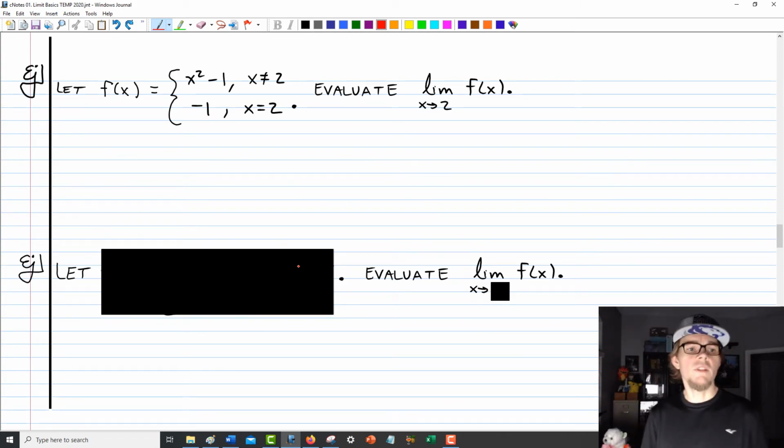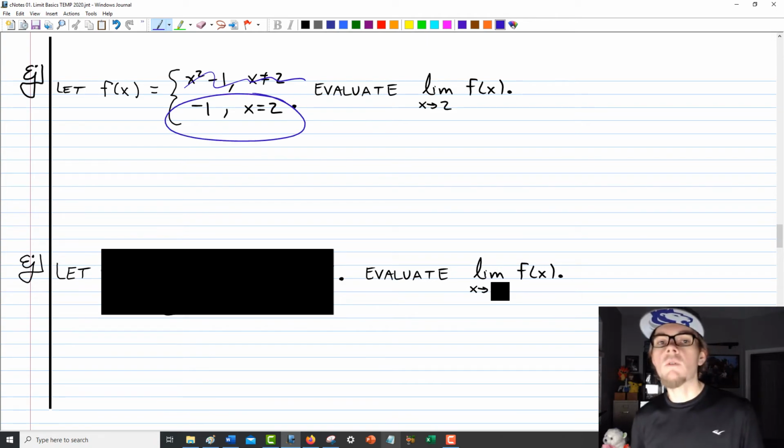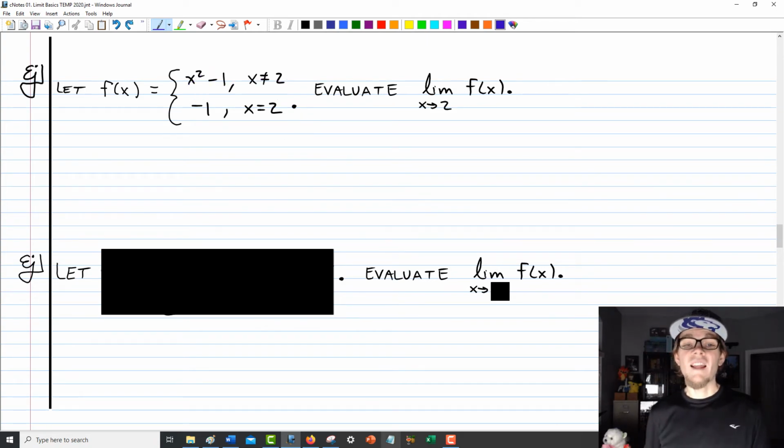f of x equals the function x squared minus 1 when x is not equal to 2, and y equals negative 1 when x is equal to 2. So in trying to picture this, this can be a very counterintuitive one if you're trying to evaluate the limit. Because most people, and again, this isn't the right way, but most people go, oh, x does not equal 2. They kind of imagine that it's not there in their head. They go, cool, the limit's equal to negative 1. But unfortunately, that's not true.